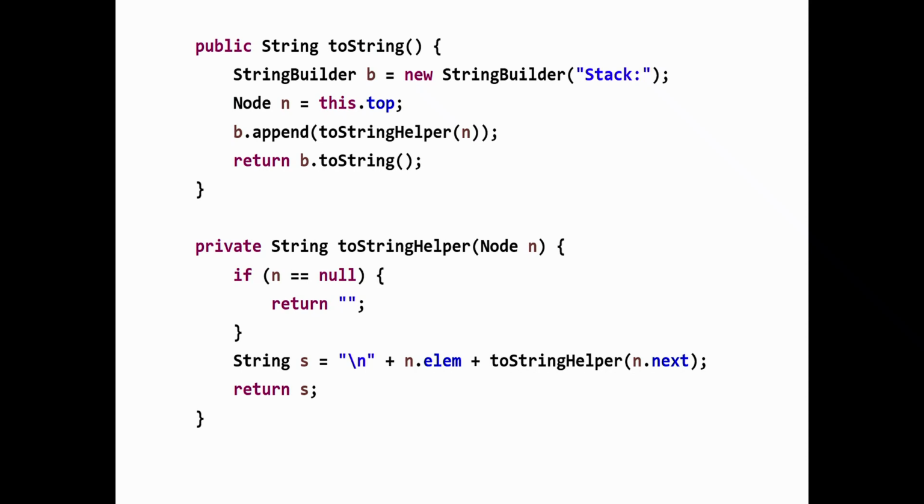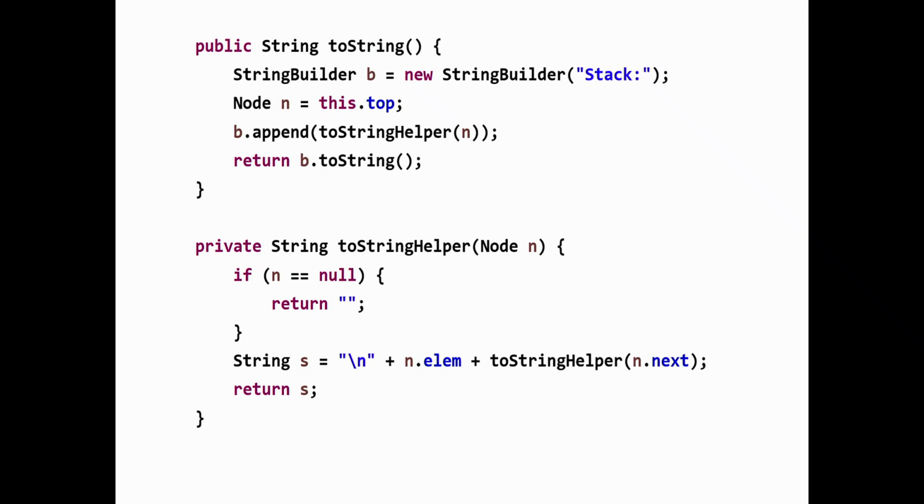So how do I get the string representation of the rest of the stack? Well, I just call the recursive method, passing in the top node of the rest of the stack. What's the top node of the rest of the stack? Well, that's just n.next. And that's it. So there is another way that you can iterate over the sequence of nodes. You can iterate recursively over those sequence of nodes.